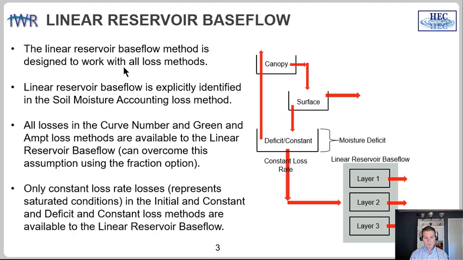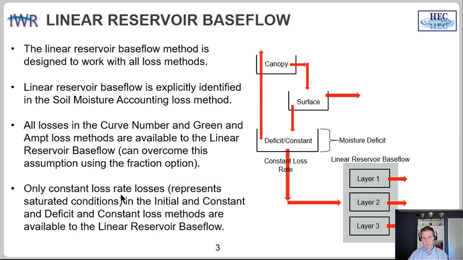One thing to note, though, for the initial and constant and deficit and constant methods, you do have that moisture deficit. The program does not route any water that's captured by the deficit to the groundwater or to the linear reservoir baseflow. The program is only going to route the losses due to that constant loss rate. So once you have saturated conditions, the program will route those losses due to that constant loss rate to the linear reservoir baseflow method.